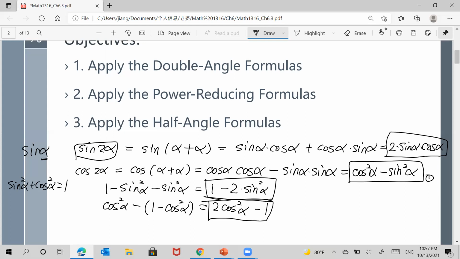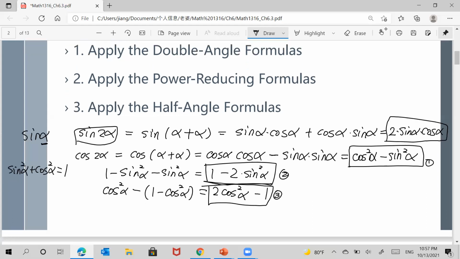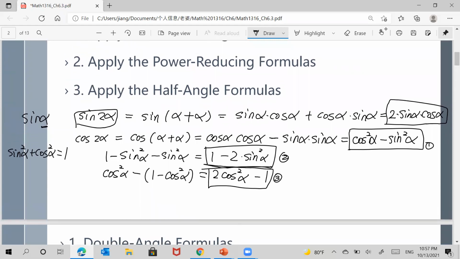First one, second one, third one. These 3 expressions are equal. Let me highlight them. I can't highlight them, so just box them. Okay, how about the tangent?